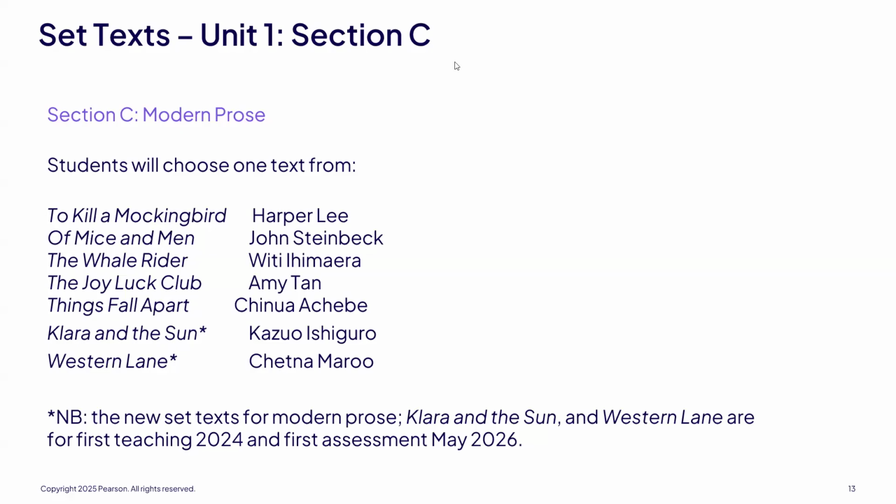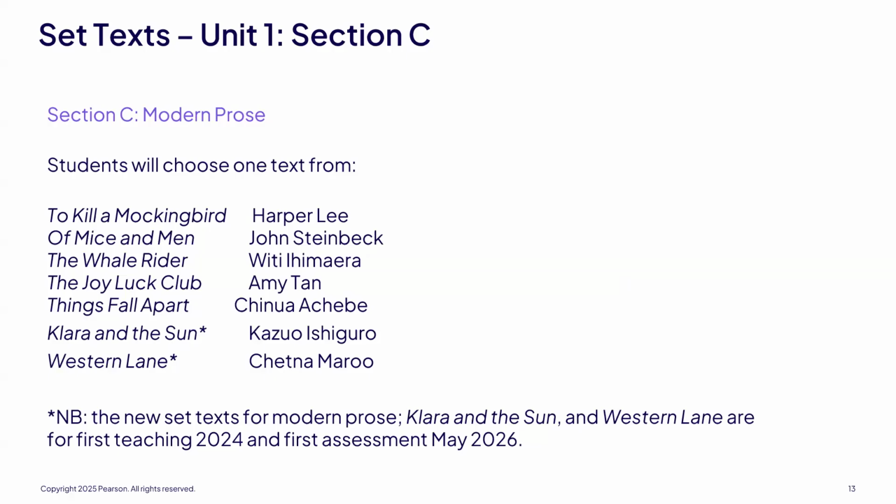So just a little moment now that you might want to share again in the chat which of these set texts for section C of paper 1 you're thinking of doing. So just pop those in the text chat for a second. Okay, so we've got Things Fall Apart, Of Mice and Men, To Kill a Mockingbird. We've got a nice range coming in here. Don't see anybody doing the new text yet.